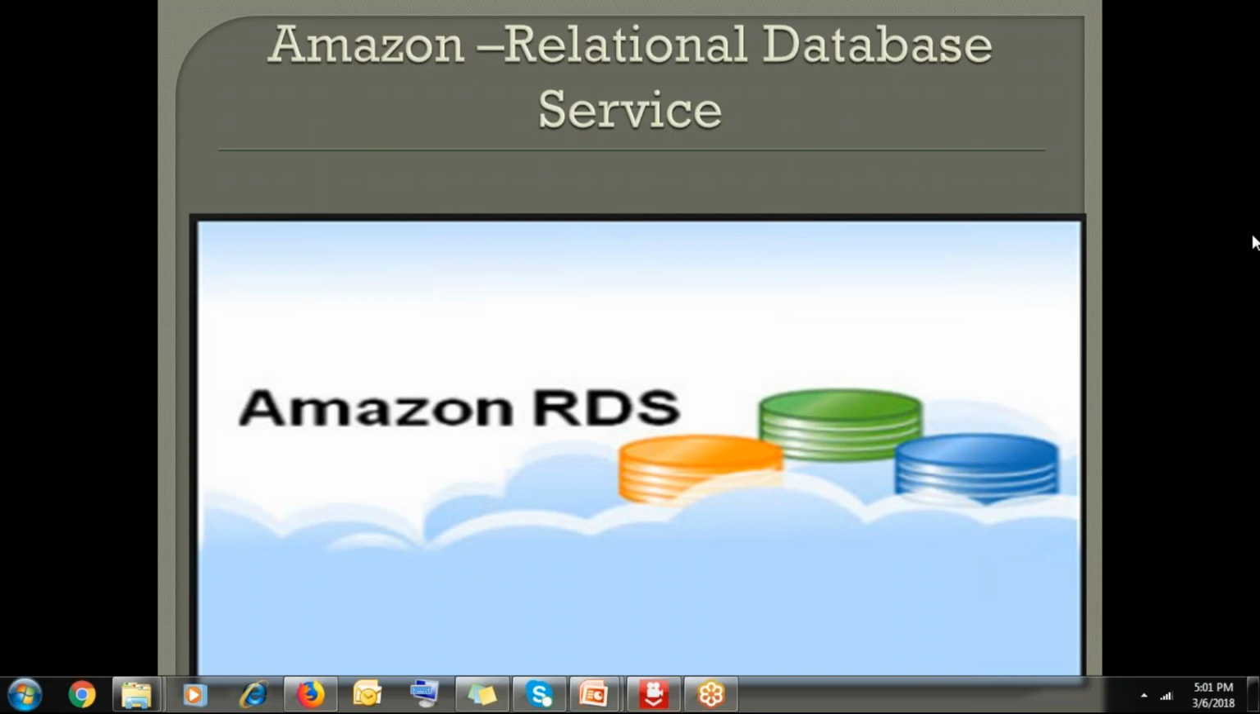If we go across the services that have been provided by Amazon, there are a lot of services. But in that, a special thing that we need to note for IT infrastructure provisioning and database maintenance is the RDS service. So what is RDS?